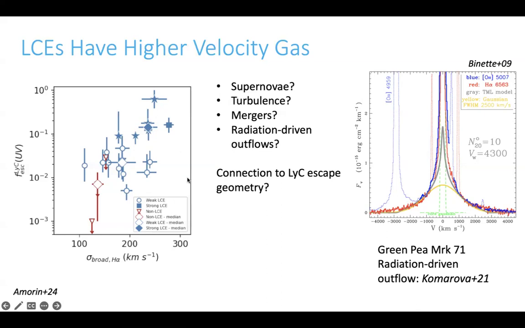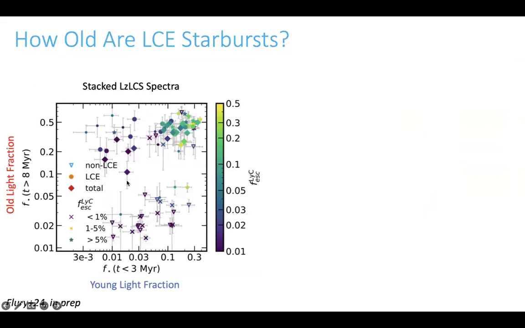In order to figure out what type of feedback might be present, one thing we can look at is how old these starbursts are, and so what mechanisms are present in a starburst of that age. This is work that Sophia Fleury is doing using stacks of various subsets of the LZ-LCS spectra to enhance the signal to noise and get better estimates of the stellar population properties. And so the data points here are the various stacks of various subsets of the sample.